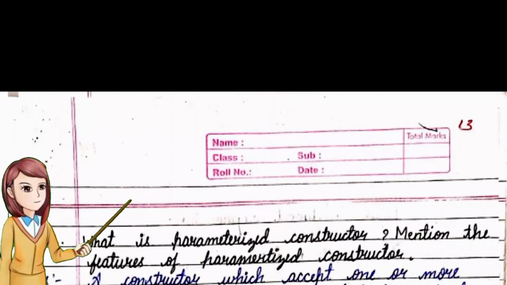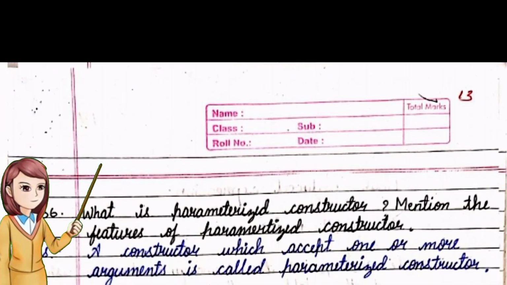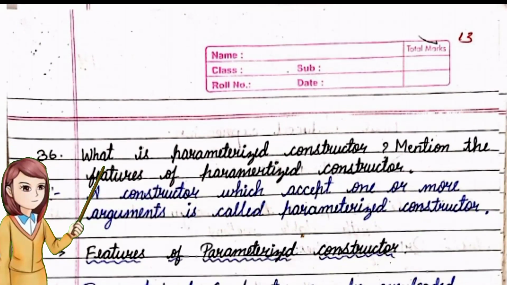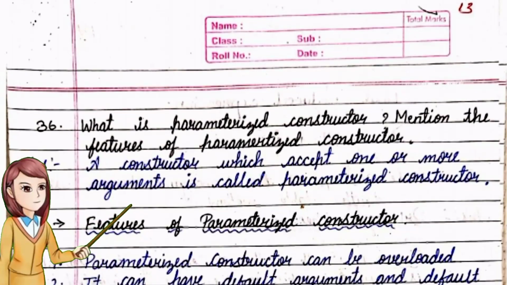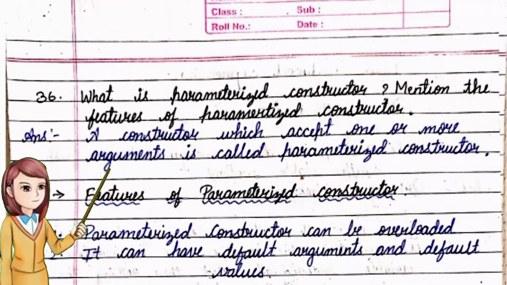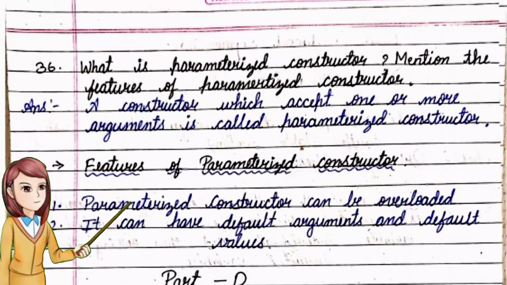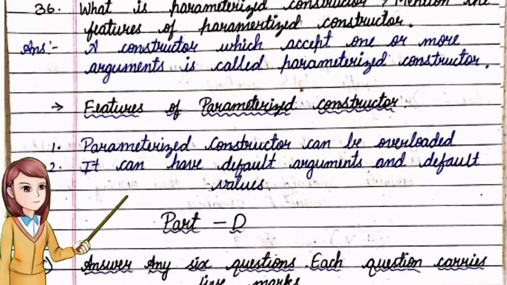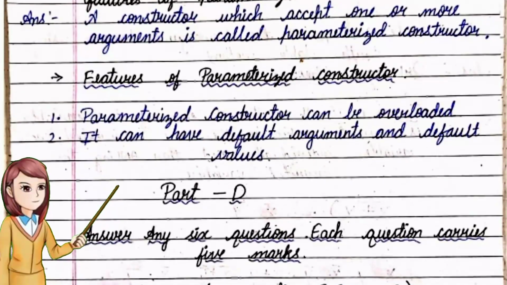36th question. What is a parameterized constructor? Mention the features of parameterized constructor. A constructor which accepts one or more arguments is called a parameterized constructor. Features of parameterized constructor: a parameterized constructor can be overloaded. It can have default arguments and default values.